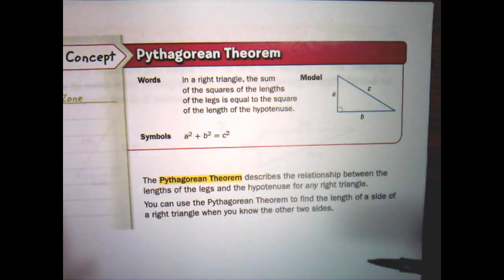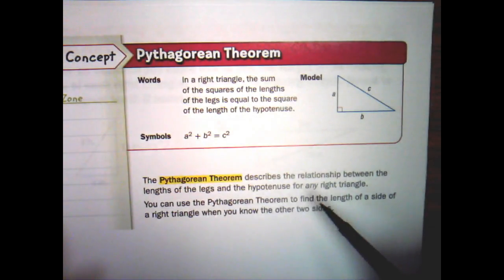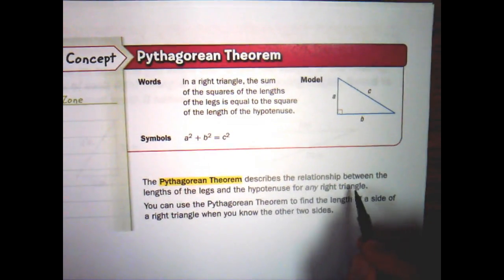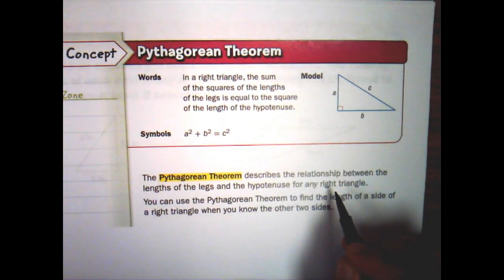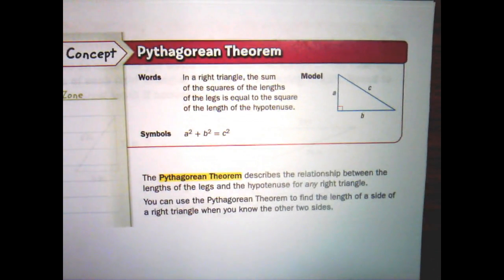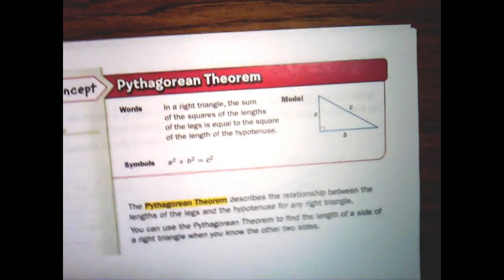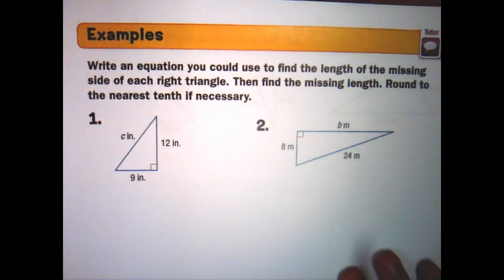So, what does it do? The Pythagorean theorem describes the relationships between the lengths of the legs and the hypotenuse for any right triangle. As long as it's a right triangle, the Pythagorean theorem holds true. So we can use the Pythagorean theorem to do many things. The first thing we're going to do is to find the length of a side of a right triangle, as long as we know the other two sides. Okay, so we'll get started using the Pythagorean theorem.